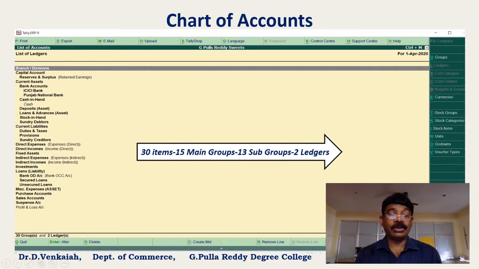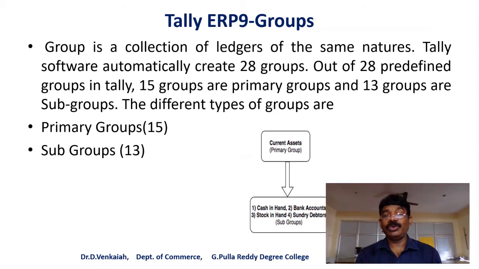And there are 2 ledger accounts, that is profit and loss account as well as cash. Whenever I install Tally ERP 9 software, Tally automatically creates 2 ledger accounts, 13 subgroups, 15 main groups. These were automatically mapped by the Tally ERP software. Then coming to what are groups. We now understood what is chart of accounts, grouping of accounts. Now coming to what are the groups.